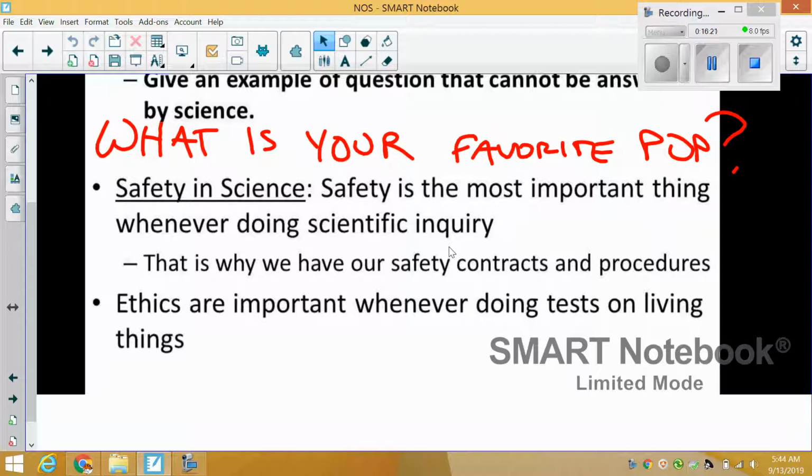And then safety in science is important. Whether we're doing labs or whatever have you, doing things safely and by the right procedure is an important part of that.